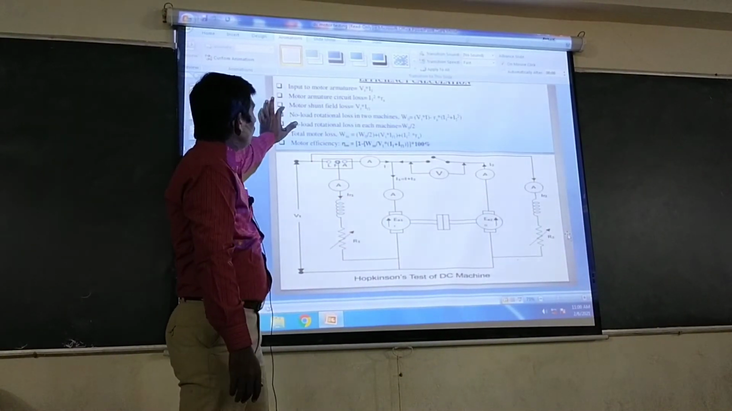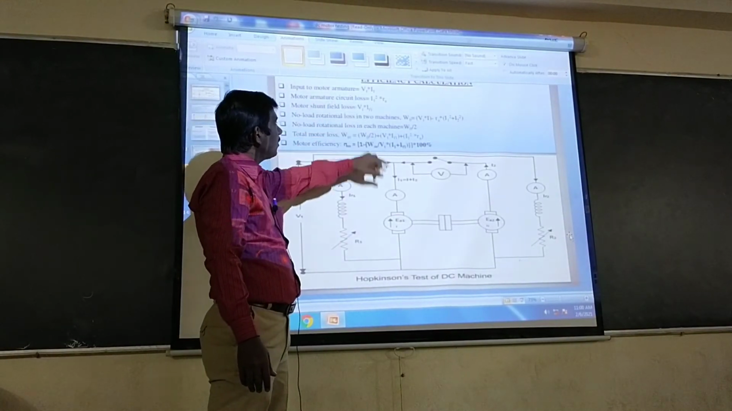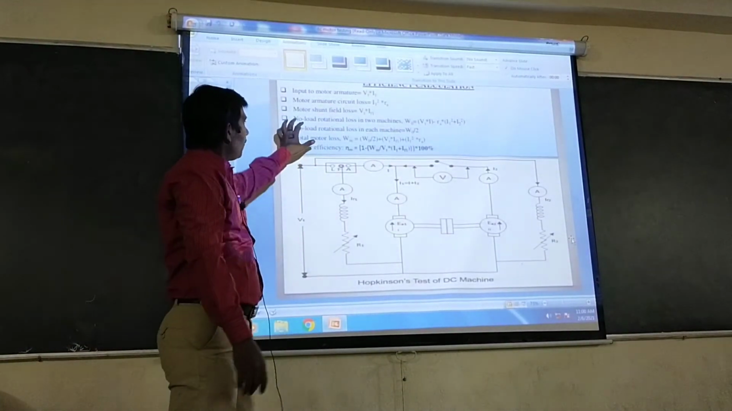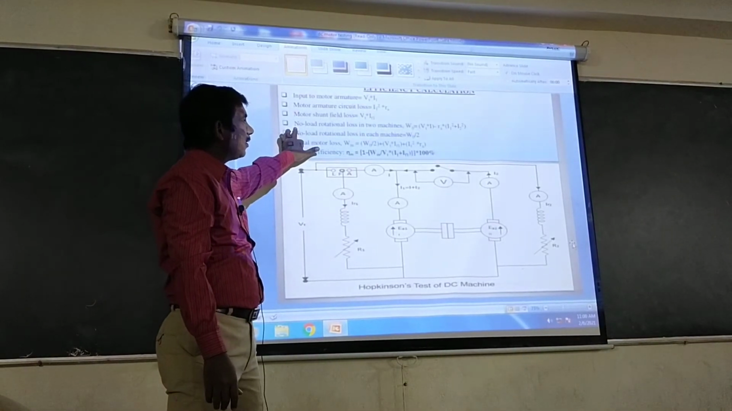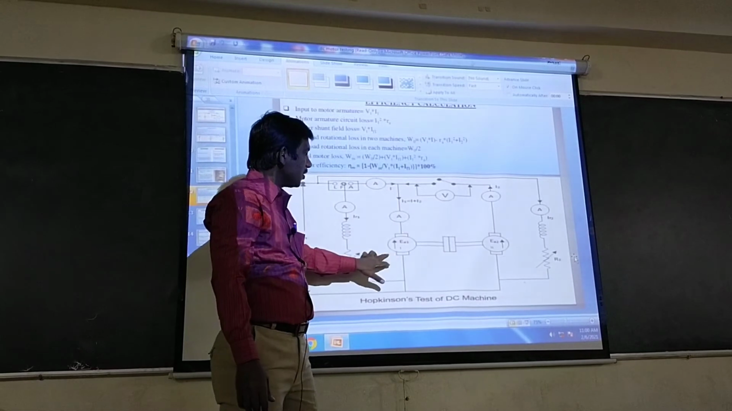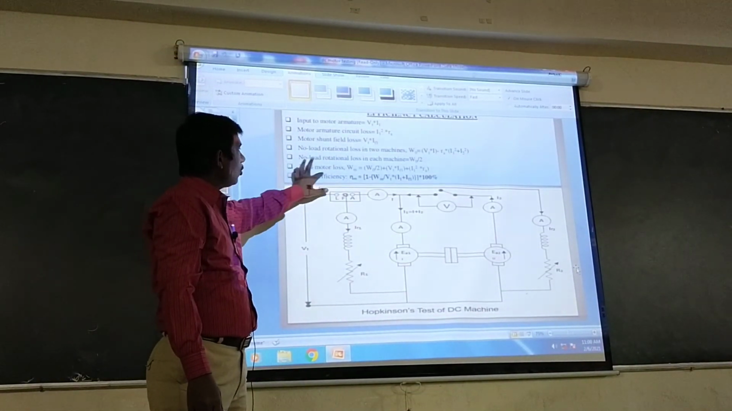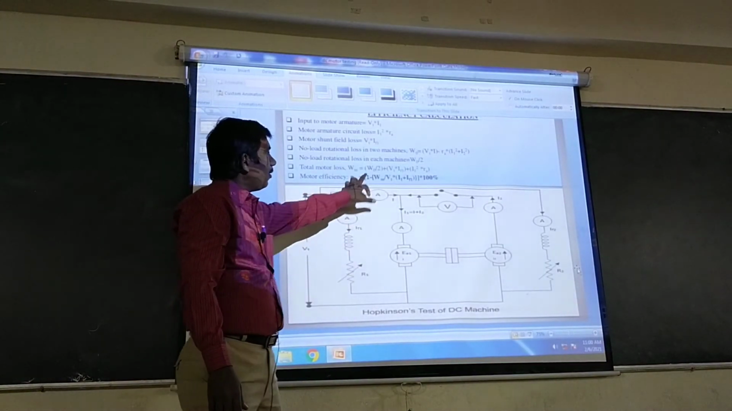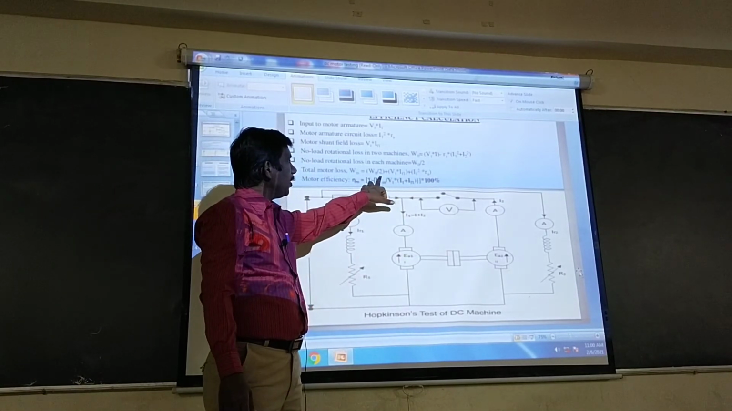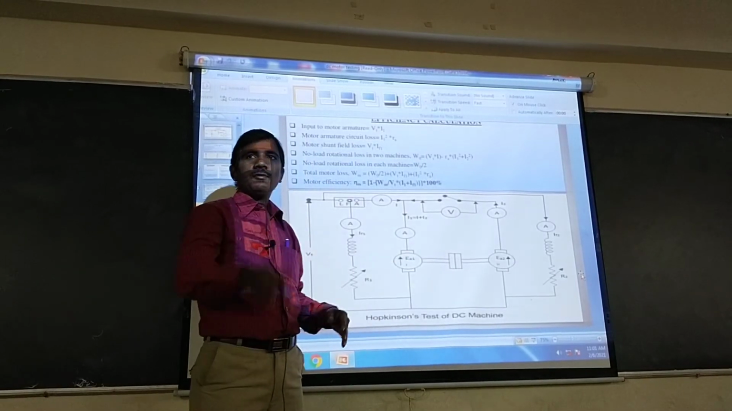These are the input power to armature 1, the motor. Armature circuit losses are I1 squared RA, motor shunt field copper losses are V into IF, and no load rotational losses in the two machines are V into (I1 minus the two machines' current) into RA. Two identical machines have the same armature resistance. By this method, the total motor losses are given by the no load losses W0, but because we are using two machines, we divide by 2, W0 by 2, for each machine.